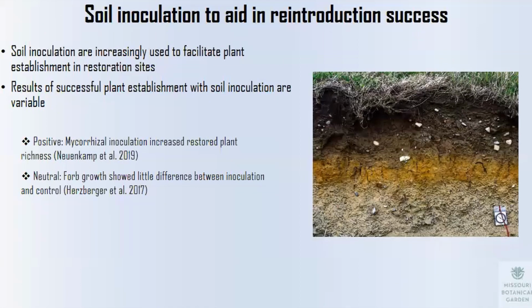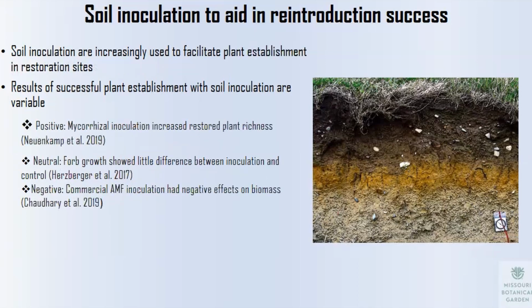So forb growth has been shown to have really little difference between inoculated and control soil, meaning the symbionts or other microbes they were looking to add were likely already there. Or the effect was negative, in which commercial AMF, particularly this kind of commercial strain of fungi, had negative effects on biomass in dryland species. So again, it's very variable in how well these practices actually aid in reintroduction success.